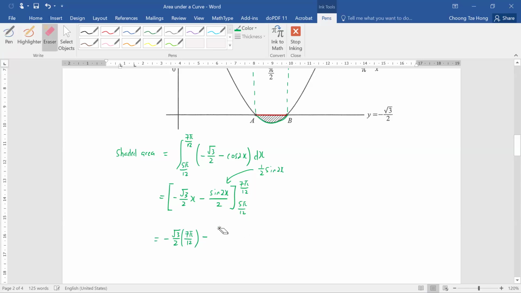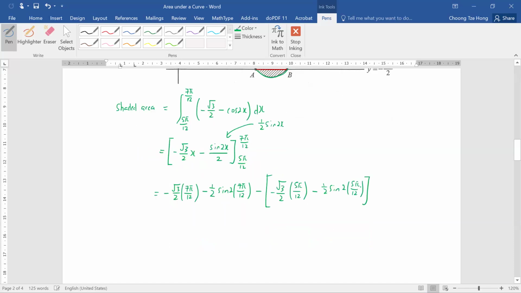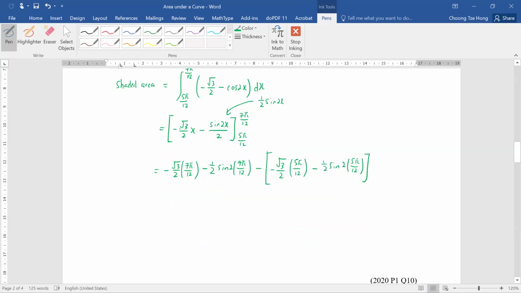Minus half sine 2x, put a half in front. Minus half sine 2 times 7 pi over 12. Then this part, put a big bracket. Minus, I'll make a difference because inside there's a negative sign, 5 pi over 12, minus half sine 2 times 5 pi over 12. So just like this. Now we just have to work out the terms one by one.